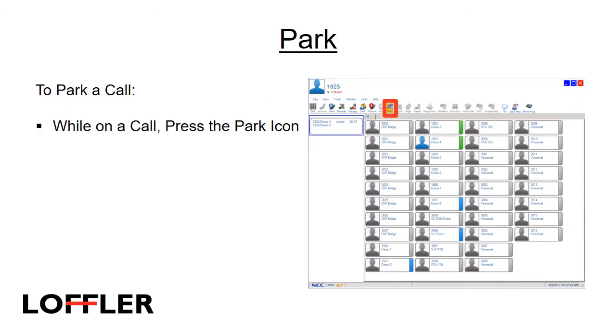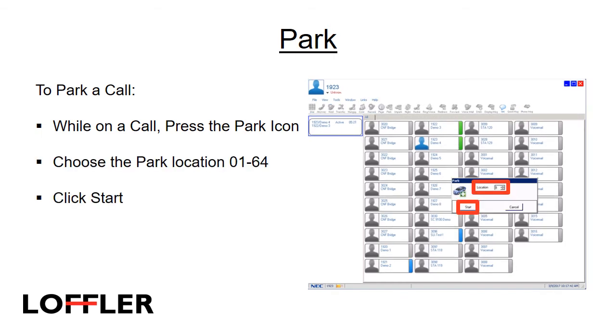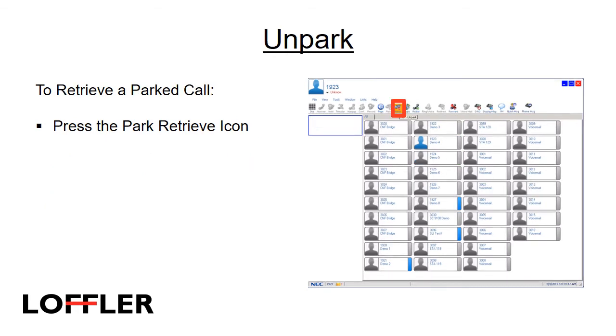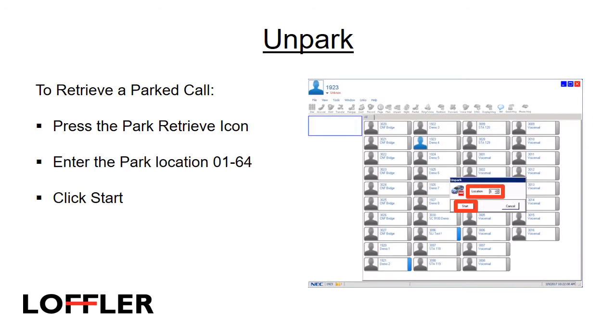Putting a call on Park means placing it on a system-wide hold. To do this, while on a call, press the Park icon. Choose the Park location, 01 through 64, and click Start. To retrieve a parked call, press the Park Retrieve icon. Enter the park location 01 through 64 and click Start.